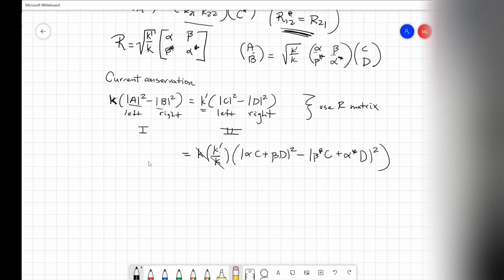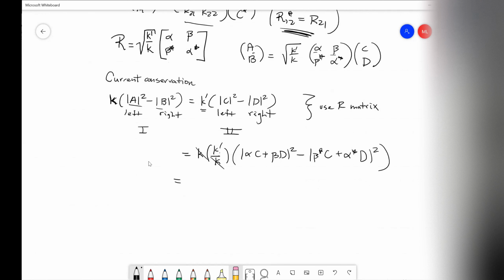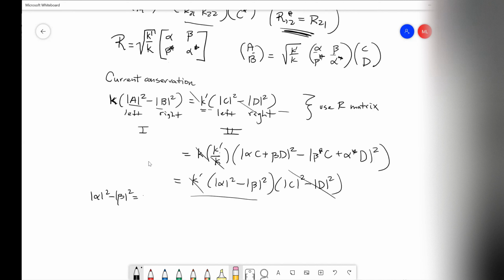And this whole thing, if you multiply it out, you can factor it actually, and it just becomes K prime times magnitude of alpha squared minus magnitude of beta squared, compared to C squared minus D squared. So if you compare this to this guy, you see this all cancels, and what you are left with is that alpha squared minus beta squared is equal to 1.